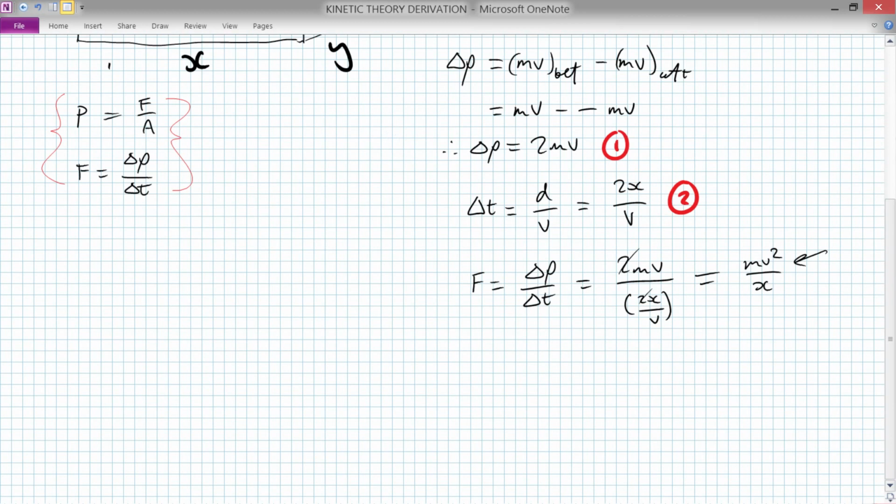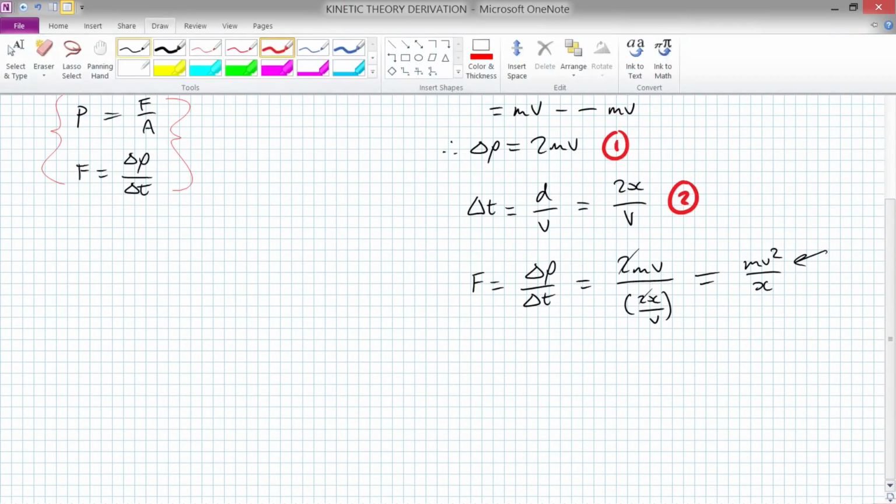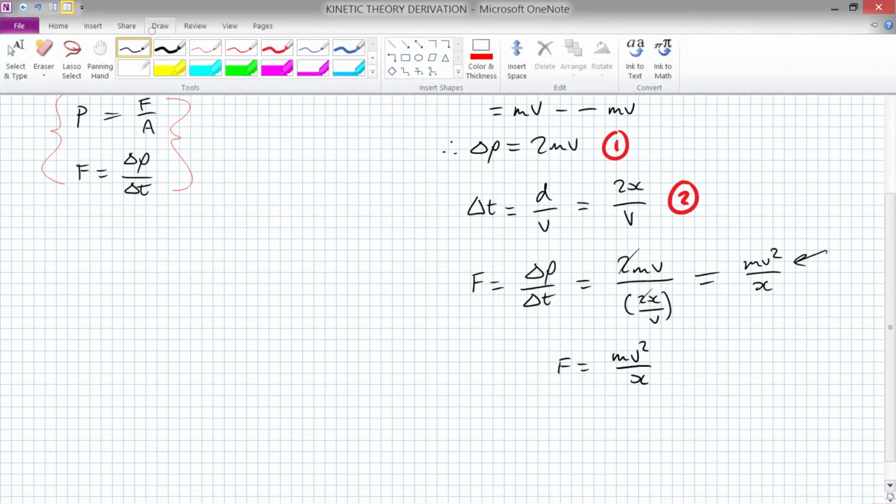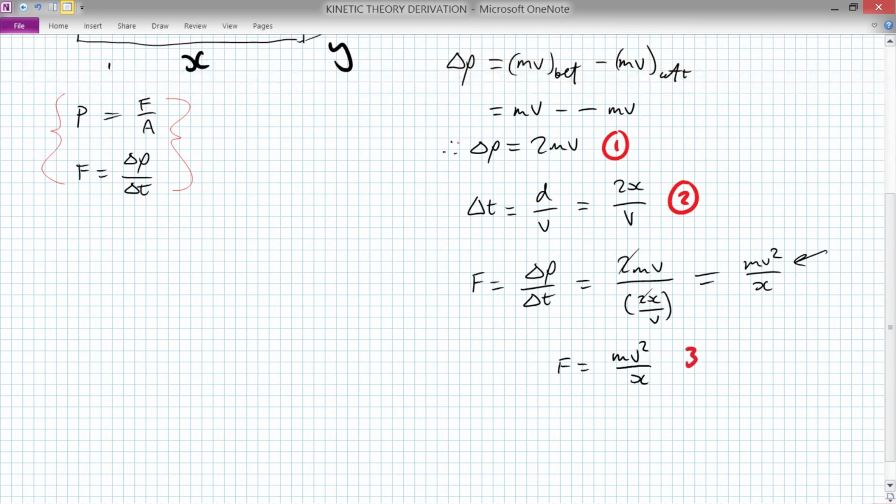Okay, so we've got the force. Now what we can do is attack the pressure. So I'm going to call this new one equation 3. So F is equal to mv squared over x, and that's my equation 3. So pressure now. Pressure, as we've got up here, is just equal to F over A.